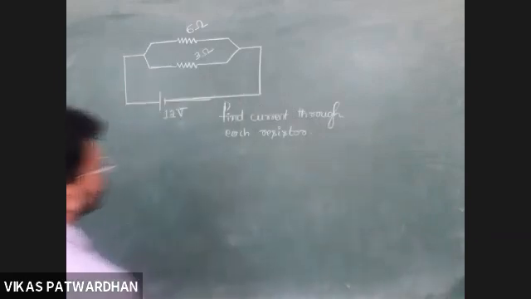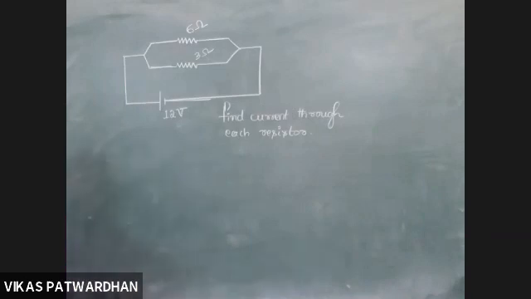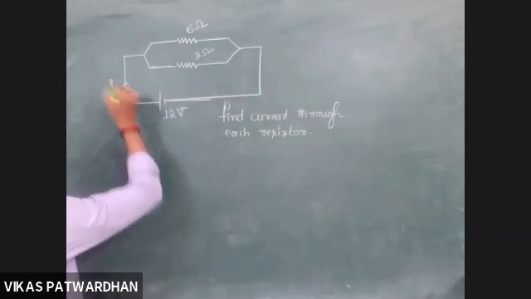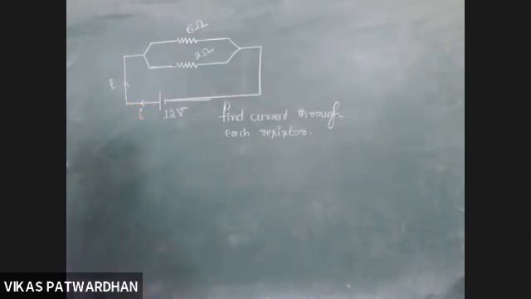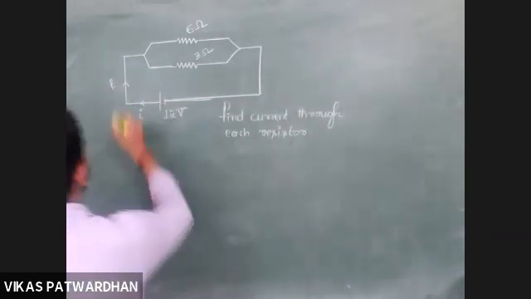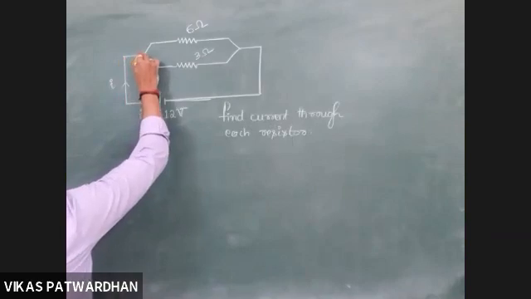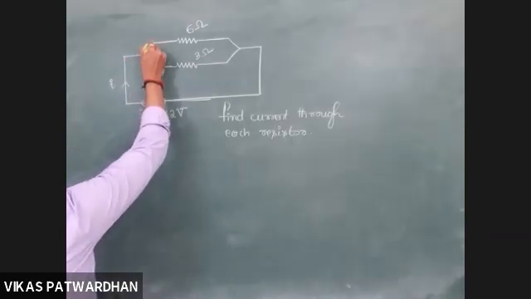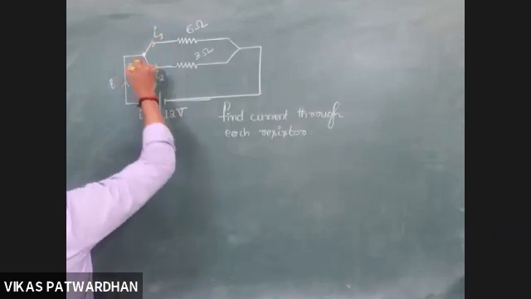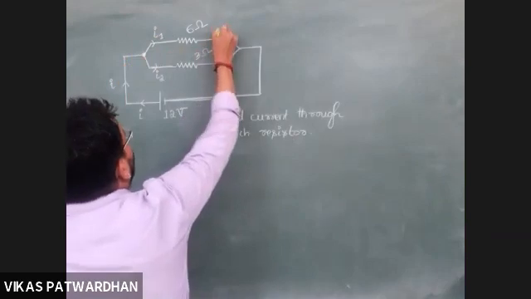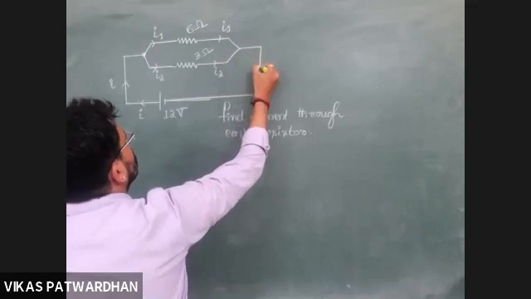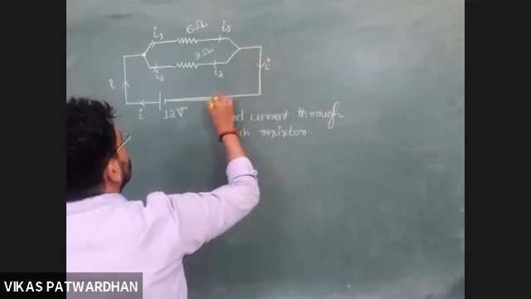Now find current through each resistor is the question. Now have a look. Current I starts flowing from the cell. The current I flows from the cell, enters here, and the current branches into I1 and I2. I1 and I2 continue to flow, here again the current is I1, here again it is I2, and the current continues to flow, here it is I, here it is I.